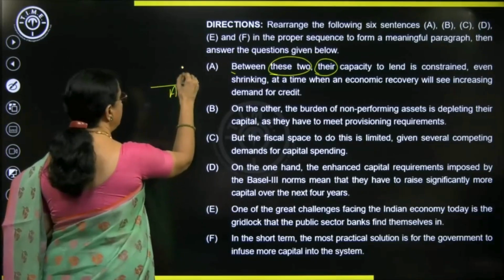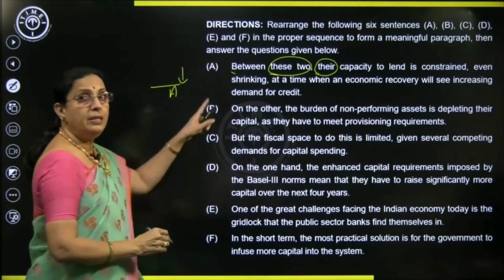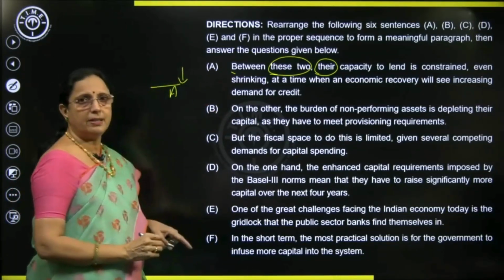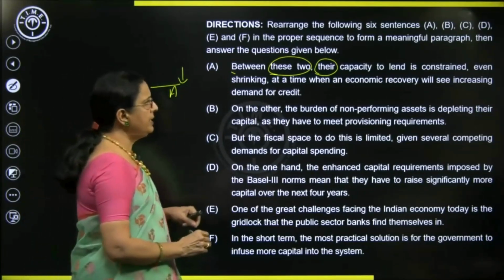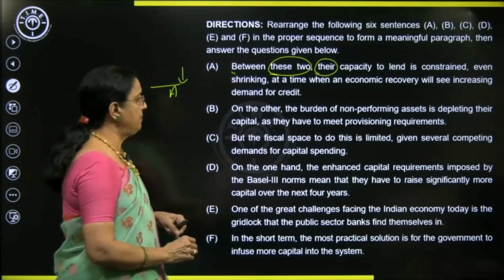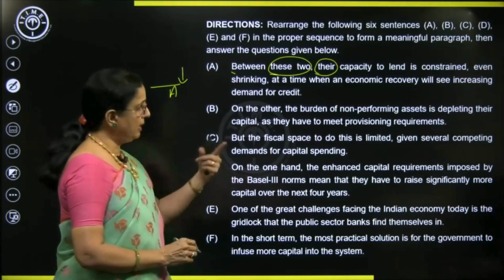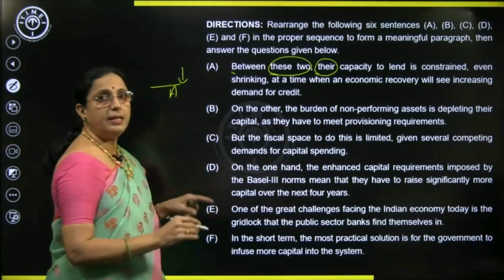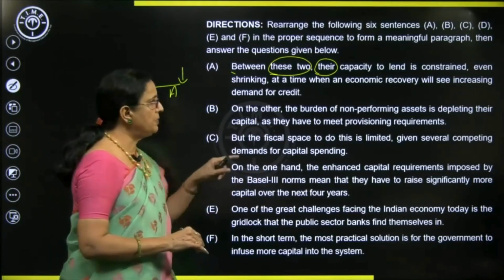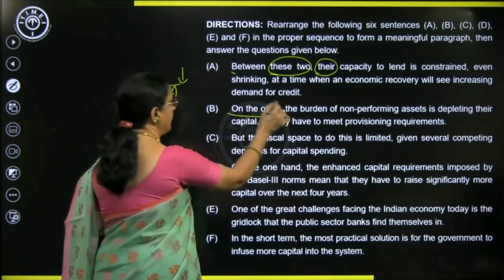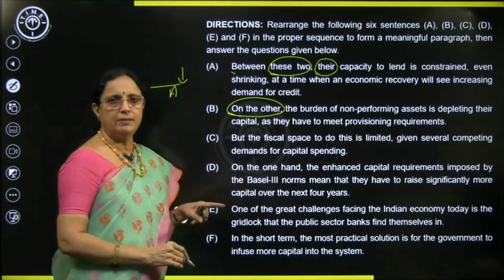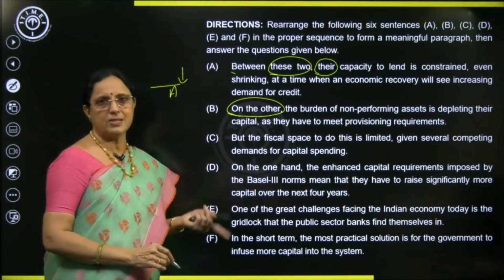A should be preceded by something. Between these two, those two should be mentioned earlier. Keep that in mind. Next, on the other, the burden of non-performing assets is depleting, emptying their capital, taking away their capital as they have to meet provisioning requirements. Fine. On the other, the moment you see on the other, you know they should be on one side.